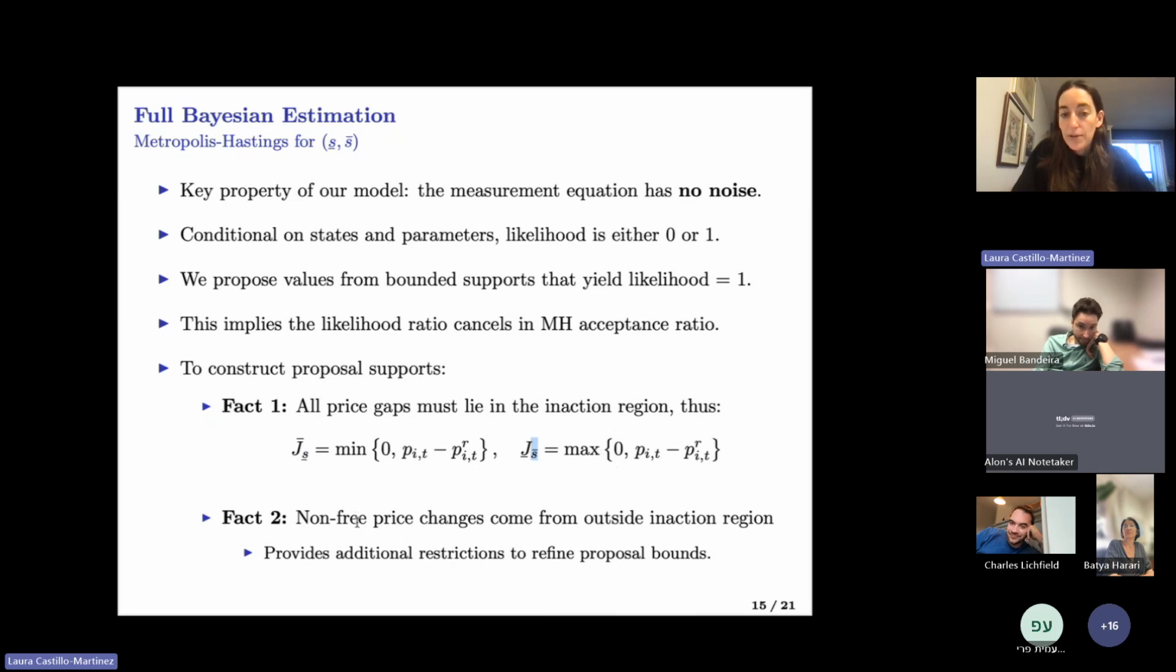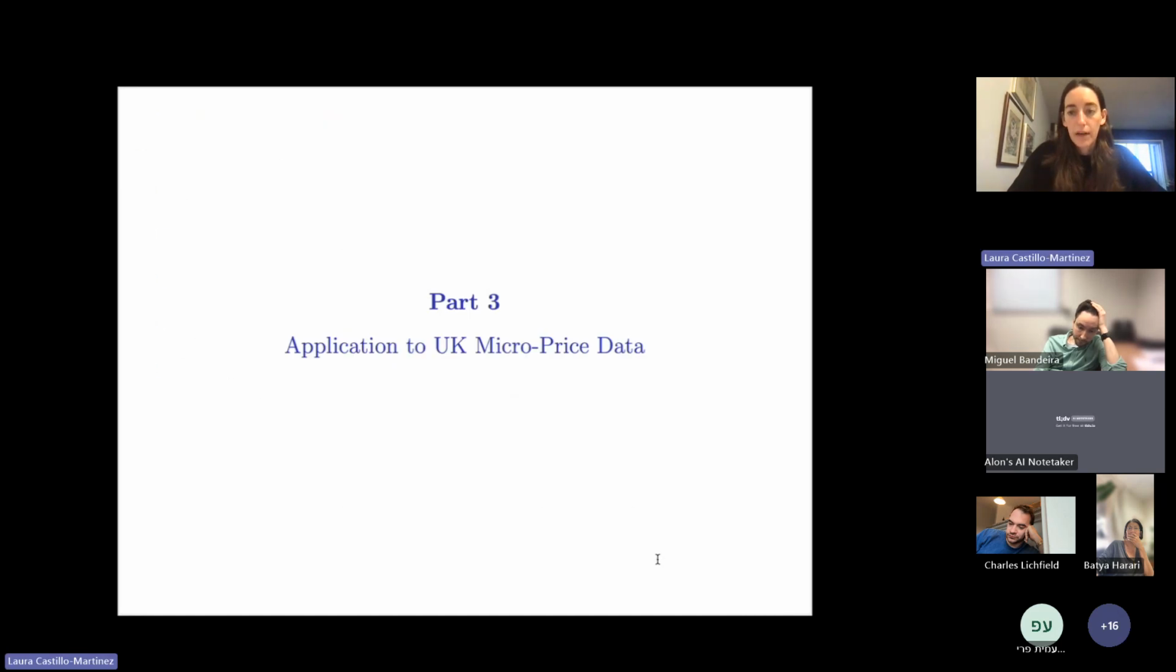The other fact that we're going to be using is that when we see a price change that is related to a non-free adjustment, and again, we're conditioning on the hidden state, so we know whether it's 1 or 0, those price changes have to come from outside the inaction region. That's going to help us redefine and narrow what the proposal bounds should be, and therefore generate supports that are going to give rise to values with a likelihood equal to 1. And that's kind of the core of the algorithm.